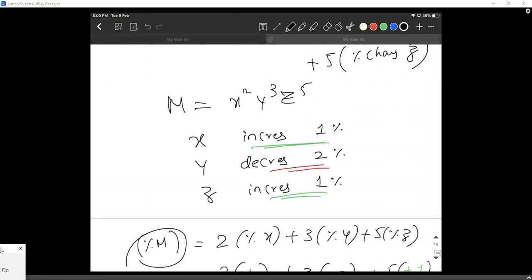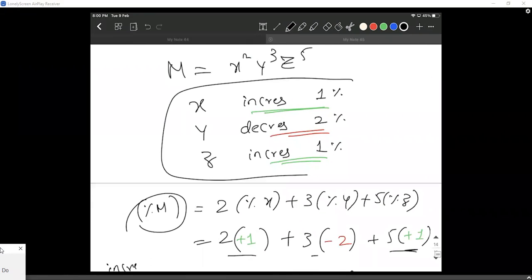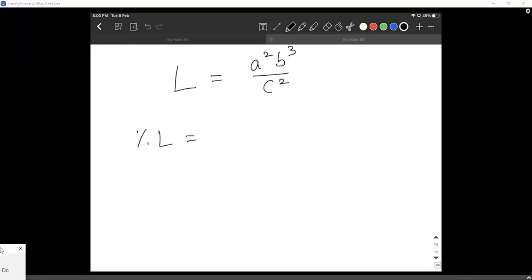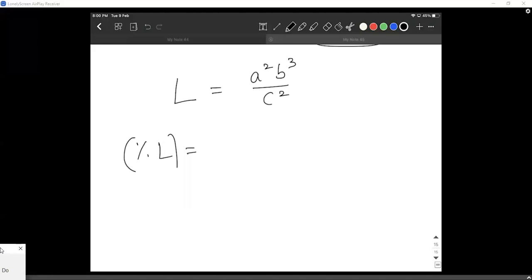These 1%, 2% will be given in the question only. This is a question only. Let's start with this question. Percentage change in L equals 2 into percentage change in A plus 3 into percentage change in B minus 2 into percentage change in C.